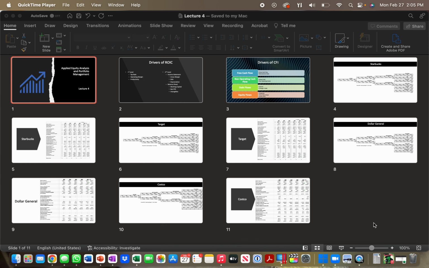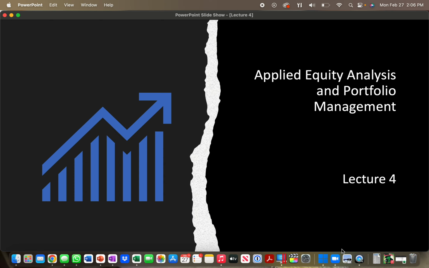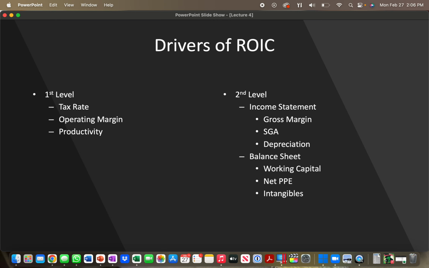All right, so talking about lecture note 4. All right, so here's the idea. When we look at historical analysis, there's two types of historical analysis we're going to focus on. One is a better understanding of return on invested capital, and to do so, we're going to break ROIC down into what's called a tree. So we're going to build ROIC trees.